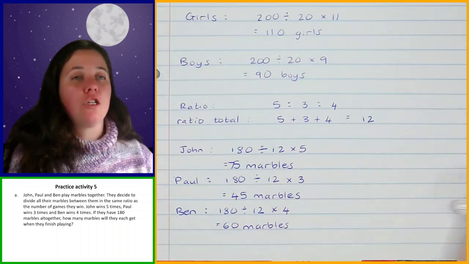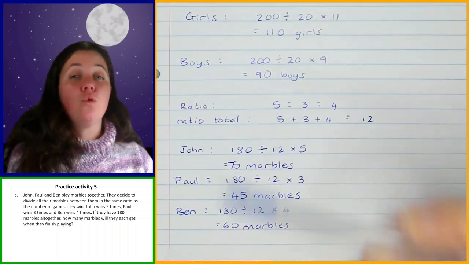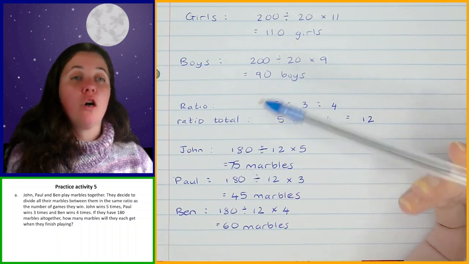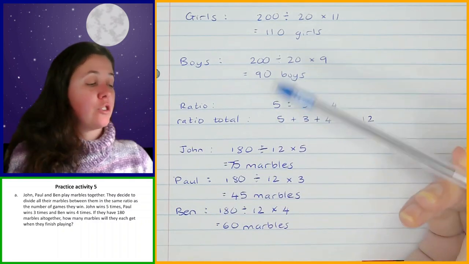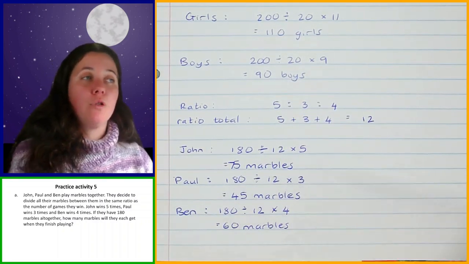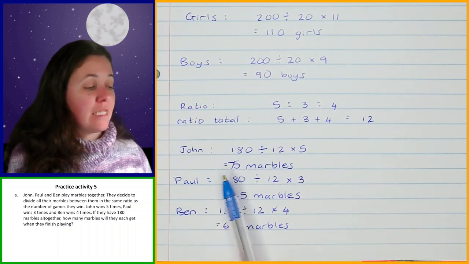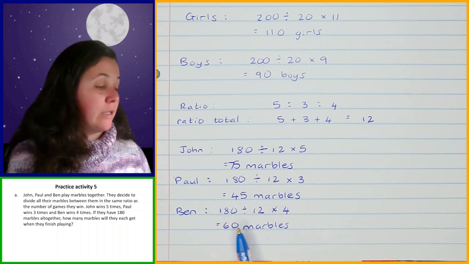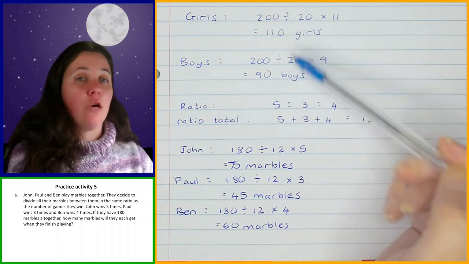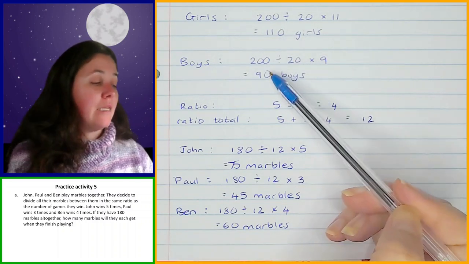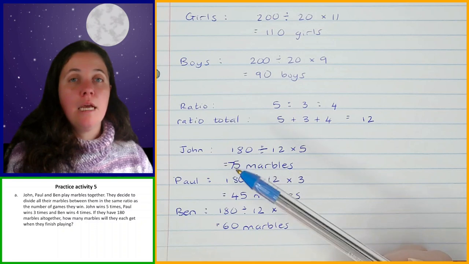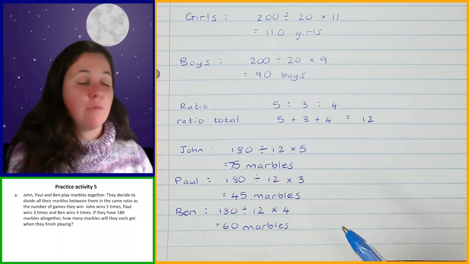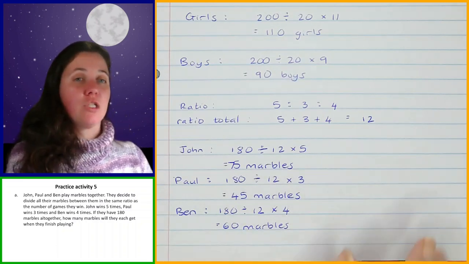Now, I want you please to take note that in both of these questions, these are word problems where you have been given context. So you need to make sure that your answers are answering the question. In this case, the question was, how many marbles will they each get? So I need to answer the question and say that John will get 75 marbles, and Paul will get 45 marbles, and Ben will get 60 marbles. In this question, it was how many girls and boys? So it was 110 girls and 90 boys. I have to make sure that my answers are actually answering the questions that have been asked and not just random numbers. They need to be giving the context that was given to me in the first place.